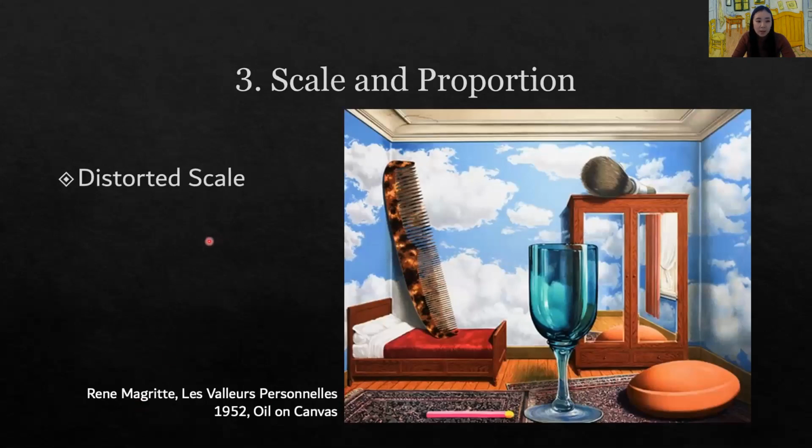And let's see distorted scale. This is René Magritte's painting. He is a Belgian surrealist artist. He became well known for creating a number of witty and thought-provoking images, often depicting ordinary objects in an unusual context. His work is known for challenging observers' preconditioned perceptions of reality.